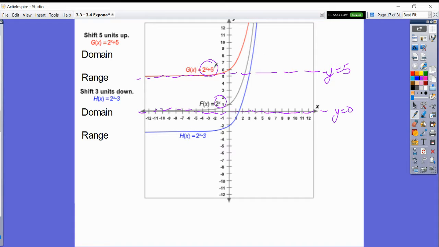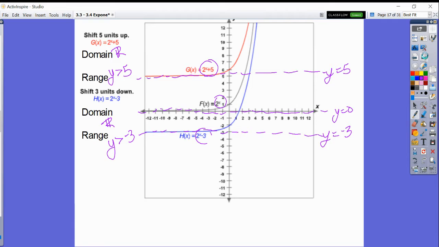So now my range has changed because it doesn't go down to 0 anymore. It just goes down to 5, but doesn't quite touch it. Domain is still all real numbers. I can put any number I want in for x, but the only numbers I will get out are going to be bigger than 5. Same thing for this other one, except we are going down 3. So my range is just above -3. I'm still staying above this line, y = -3, but I'm not touching it, so I'm bigger than it.